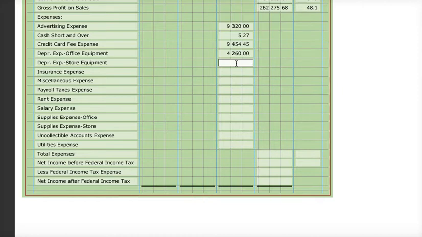I'm just taking these numbers exactly from the income statement. I started on line number 35. I'm going to work my way all the way down to around 45 maybe. Just keep working your way down here. So 4260 is my last one. 5750. Insurance expense is 6,000. Miscellaneous expense is 6480. Payroll tax expense is 9315.66. Rent expense 18,123.